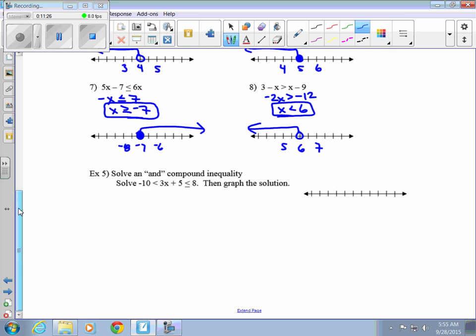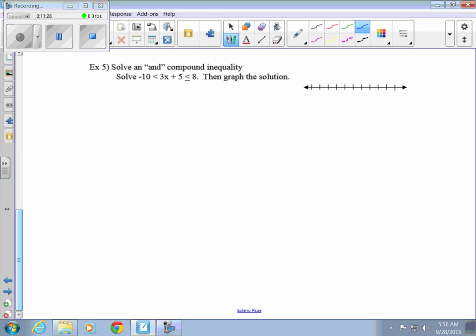Jumping down to example 5, it's going to say solve an and compound inequality. So we're going to solve this, and then we're going to graph it. Now notice in this case, we now have 3 parts of our inequality: the left side, the middle, and the right side. So again, our goal is always to get the x by itself. So what we're going to need to do is subtract the 5. We want to get rid of that plus 5. So we subtract it, but we have to do it to all 3 parts of the inequality now.